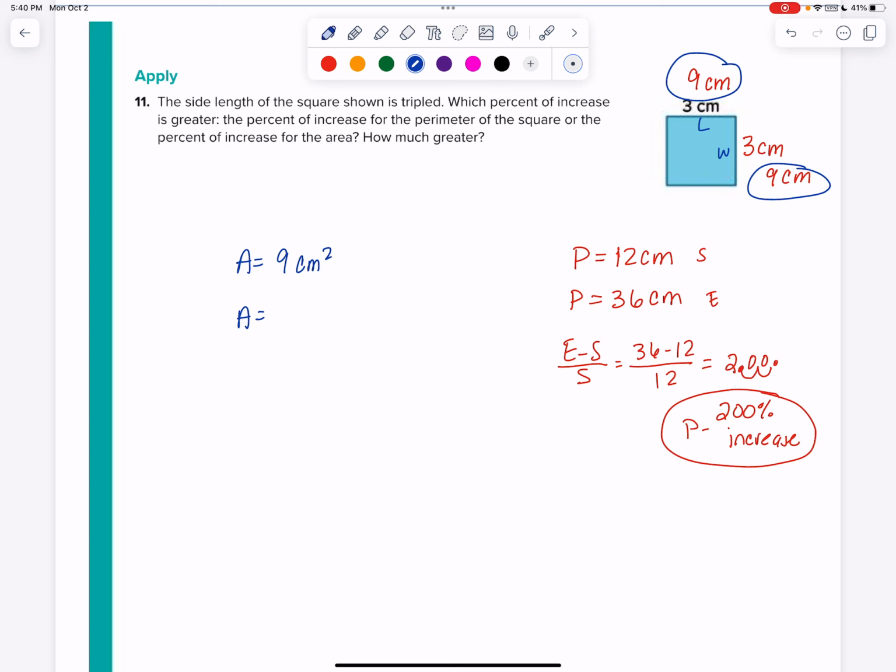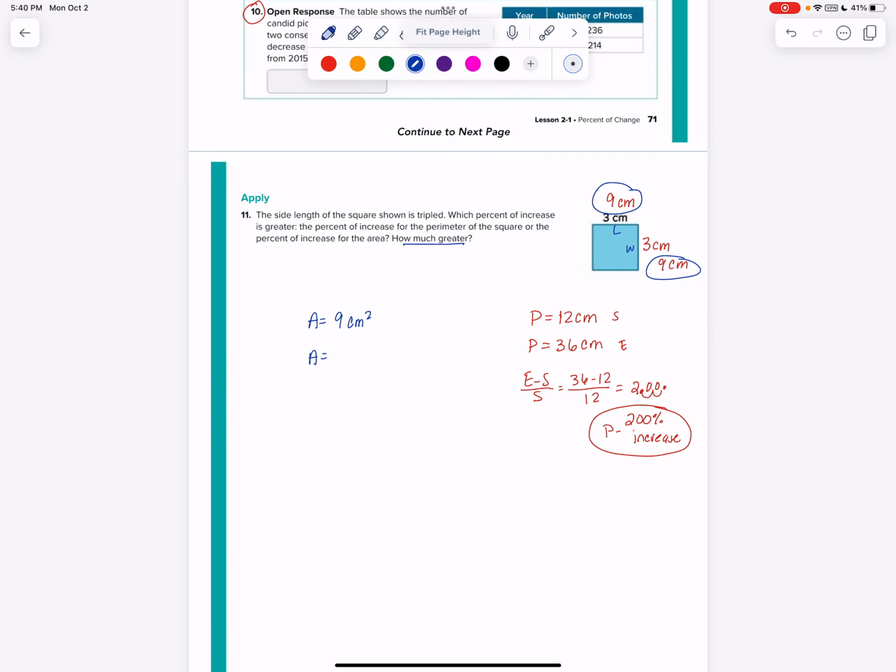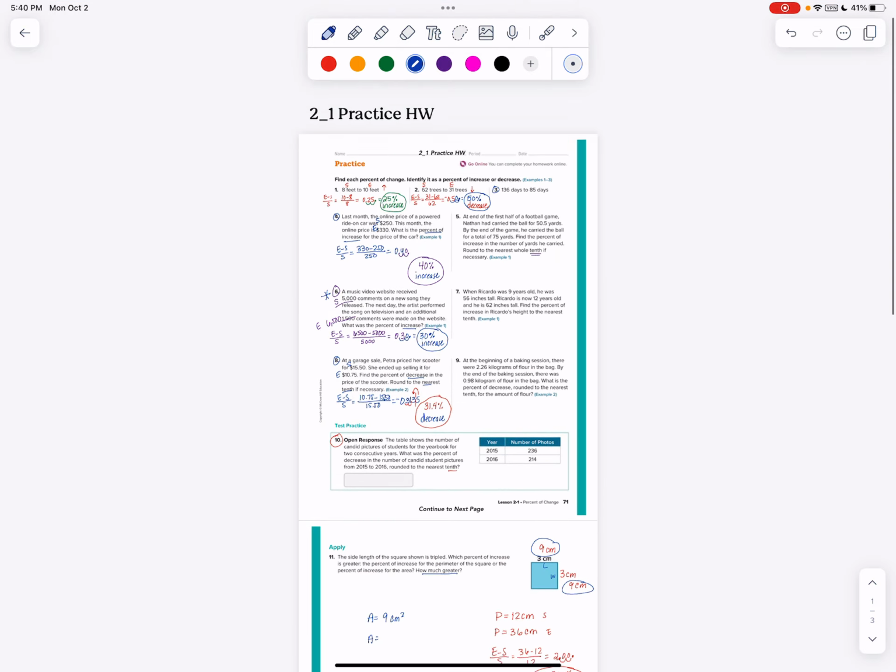Which is greater, the perimeter percentage increase or the area percentage increase? And then it says, how much greater is it? So you need to actually tell us how much greater the one is than the other. So that's something you can finish on your own as well, and then we can look it over together.